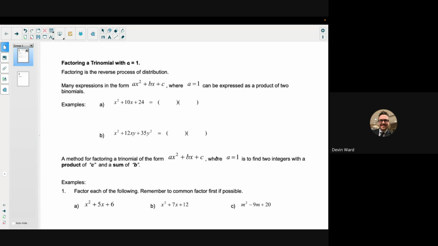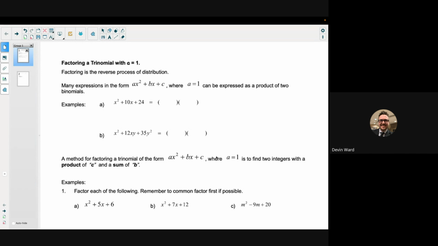Here I have a sum of, and just be careful because this one has a negative, my sum's actually going to be negative 9. Okay, so that negative is attached to the b. So my b value is negative 9, so my sum is going to be negative 9. My product is going to be 20.